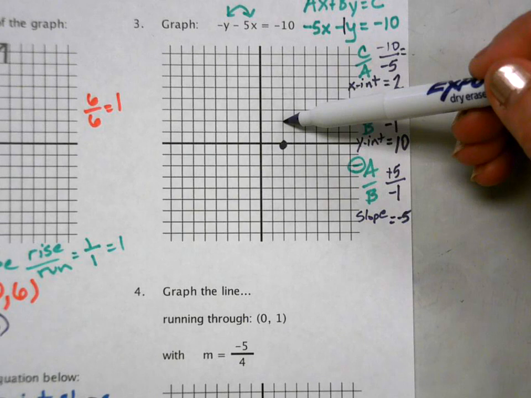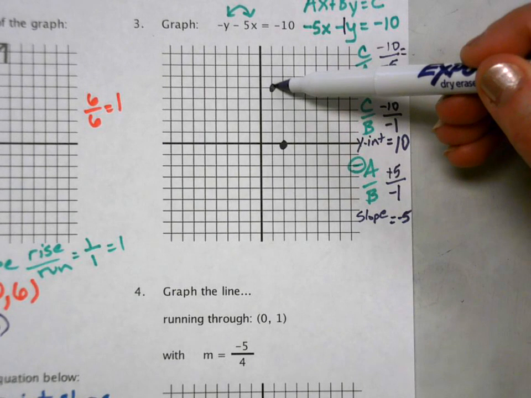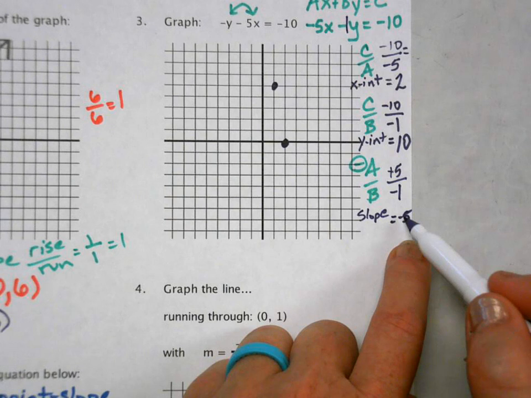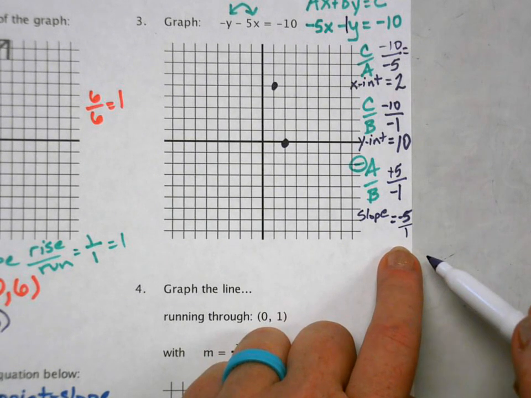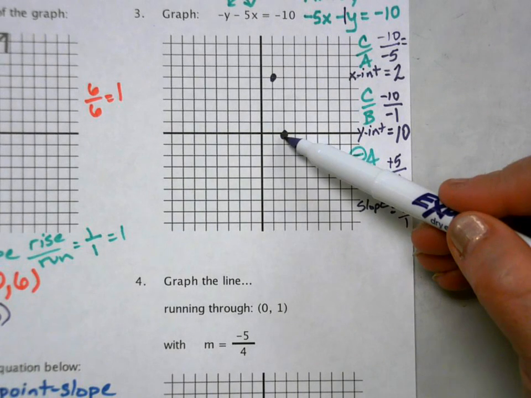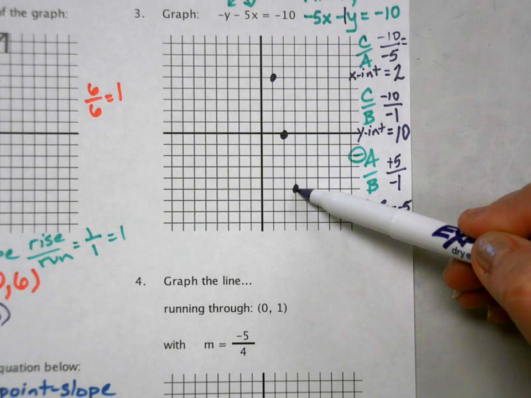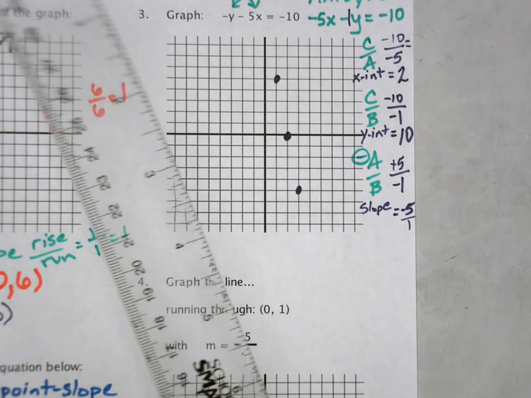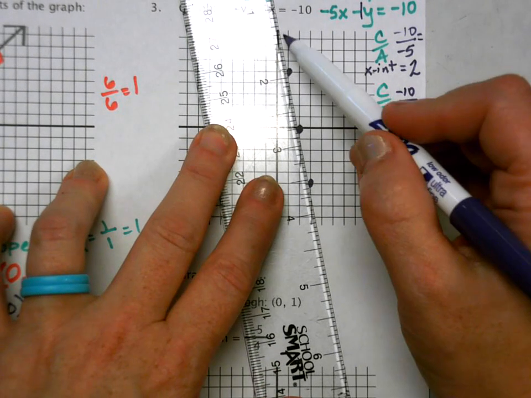Up 5. 1, 2, 3, 4, 5. And then where? To the left. And then backwards 1. Okay. Now you could also, if you use this one that you simplified, say -5 over +1, right? So in that case, we'd go down 1, 2, 3, 4, 5, and forward 1. Do we still get a straight line no matter which 2 of those points we use? Mm-hmm.